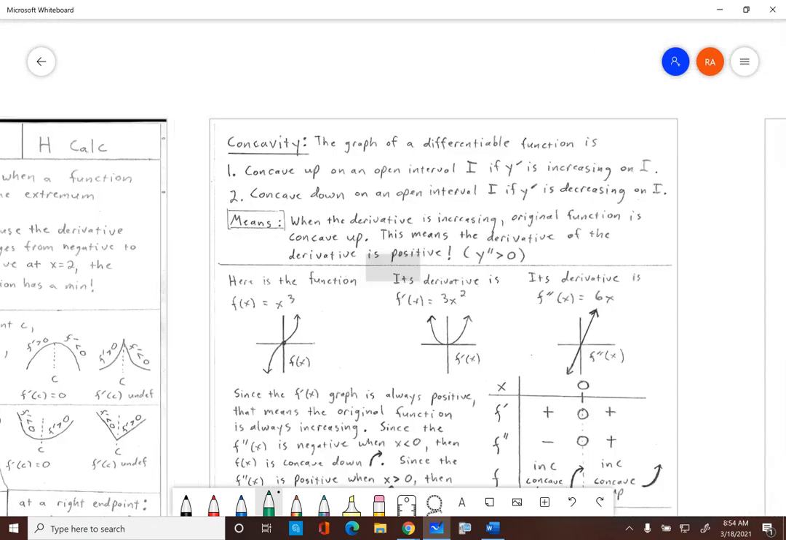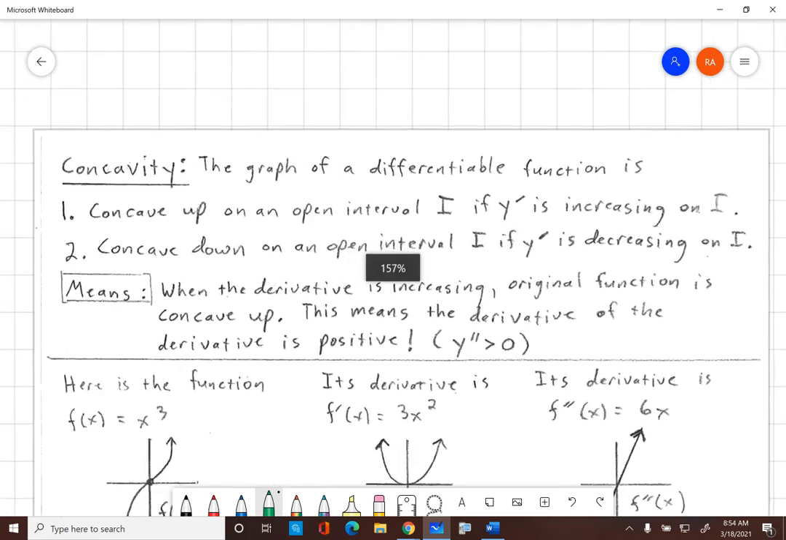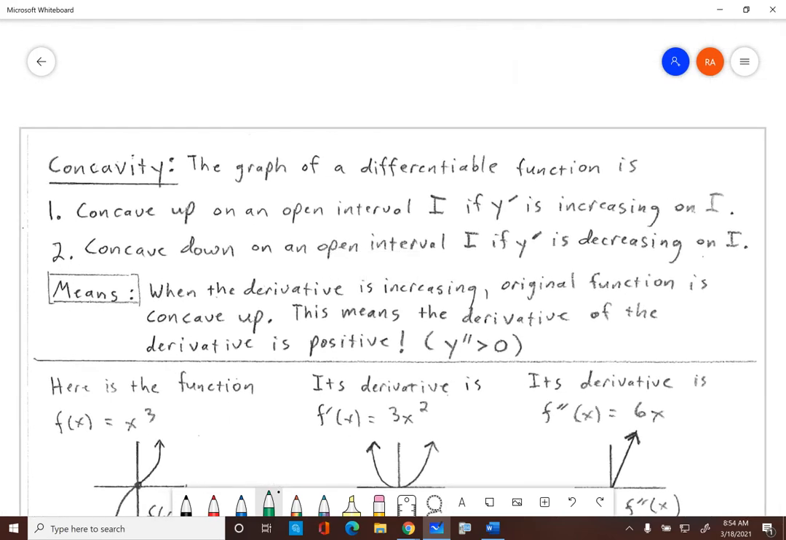Okay, so here's some new thing. Now we're going to start looking at concavity. So we've been dealing with the first derivative being positive or negative, original function increasing and decreasing. Well, it turns out that the second derivative tells me information about the original function as well. And it tells me what the concavity of the original graph is.